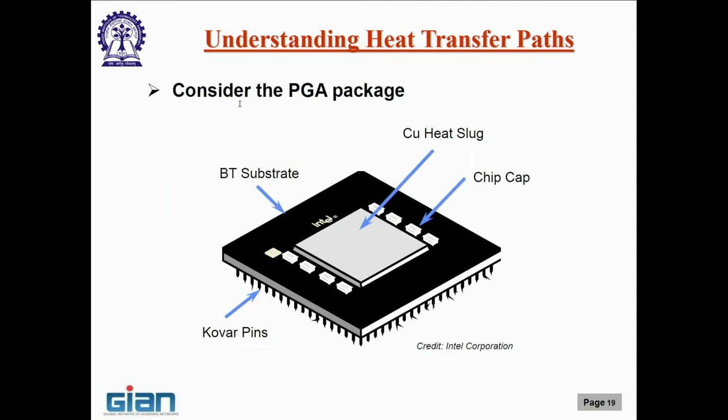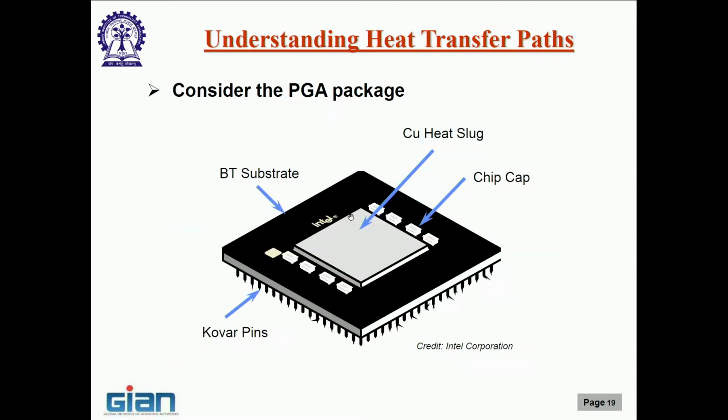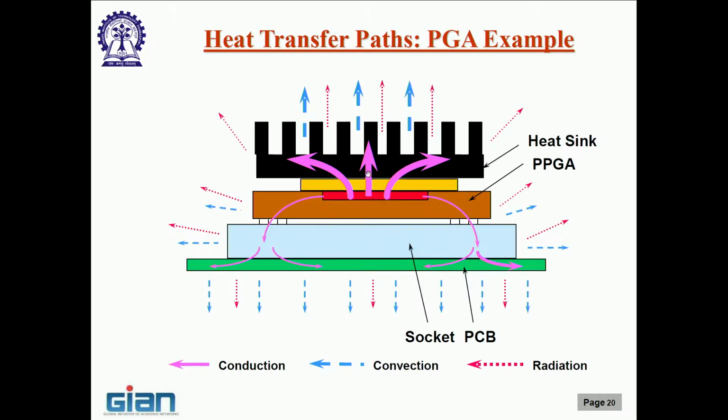This is a package that you saw, a plastic PGA. Let us consider it. These are capacitors on the die side. This is a PGA, with pins over here, and a substrate. In this example, this is the die, which is where the heat is generated. On top there is a copper heat slug, which let us consider just a copper plate. On top of this I can put a heat sink, which is what I have shown here.